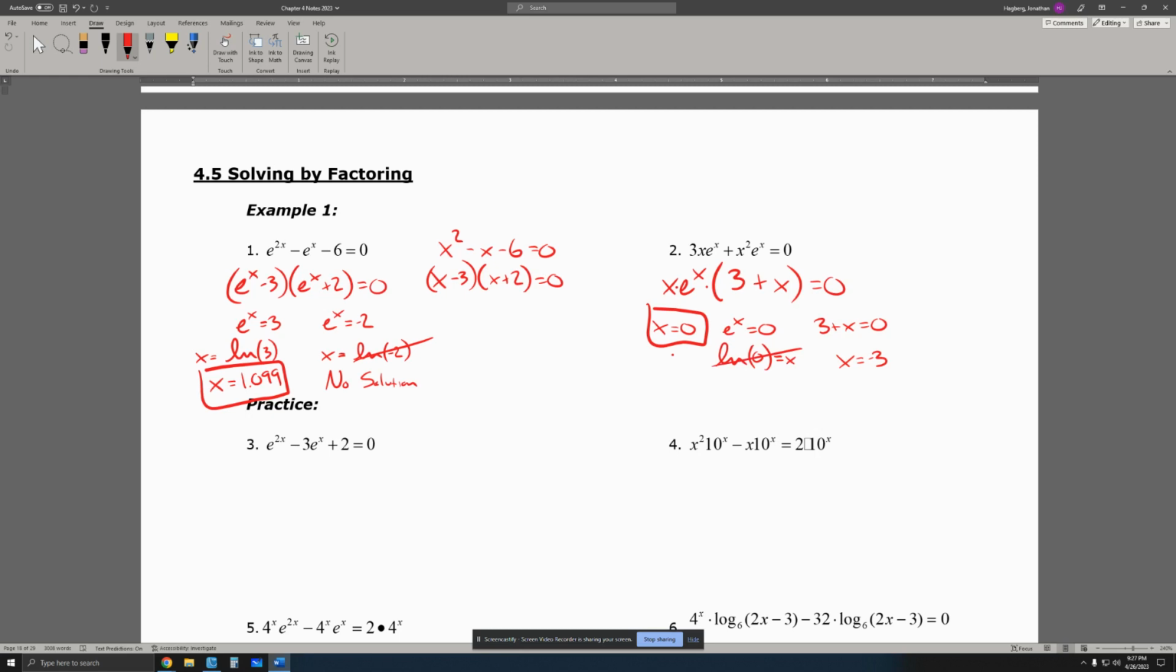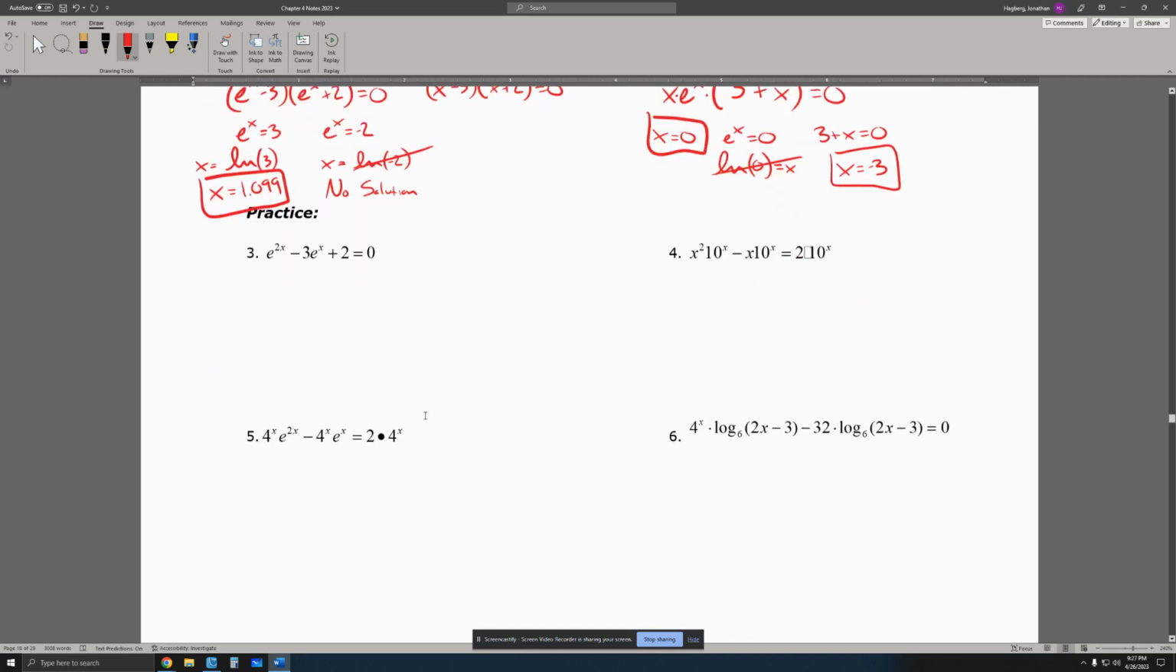And finally, x = -3. This here is a solution. You can plug in -3 and square it. That's a real number. e to the -3, that's totally fine. That's 1 over e cubed, right? And you can do that over here as well. So -3 is also a solution. So we have two solutions here, 0 and -3.